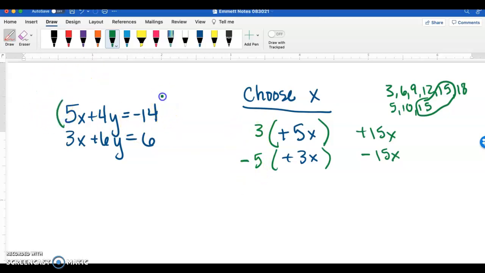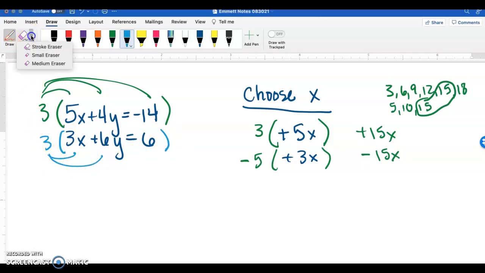All right, now that we have what we're going to multiply by, I'm going to come back up here and actually show the work for multiplying. I'm going to multiply 3 by each of the terms on the top, and then multiply negative 5 by everything on the bottom. Be careful not to forget to multiply by the right-hand side here. That's a very common error.